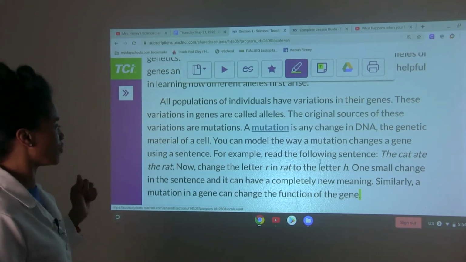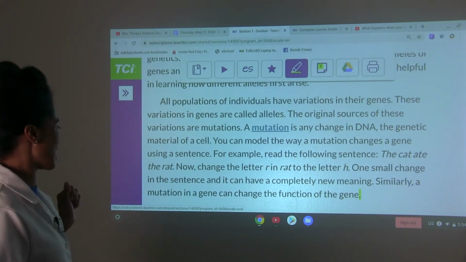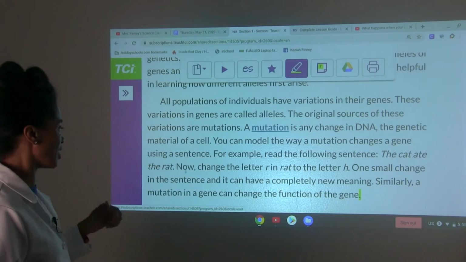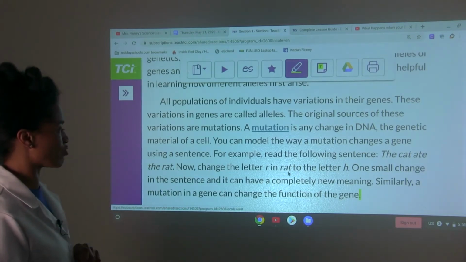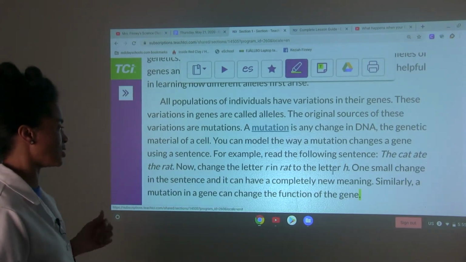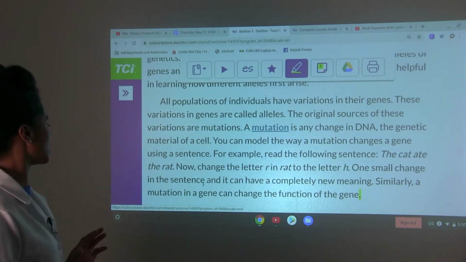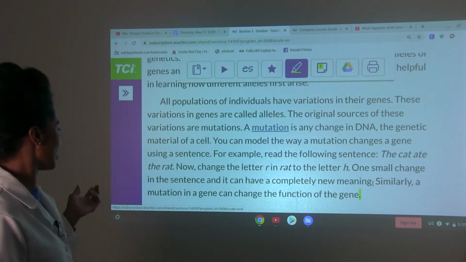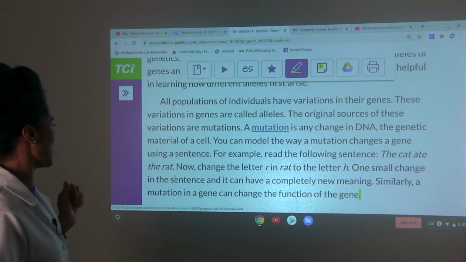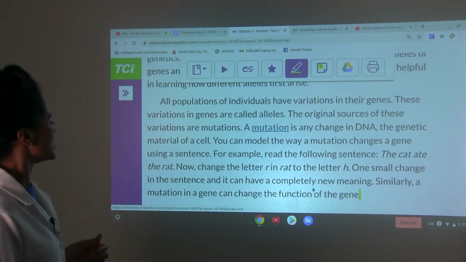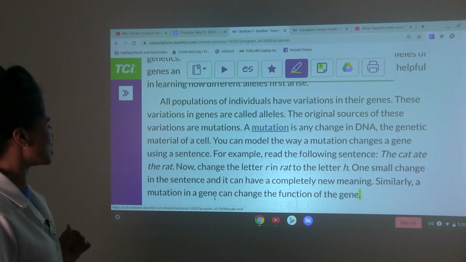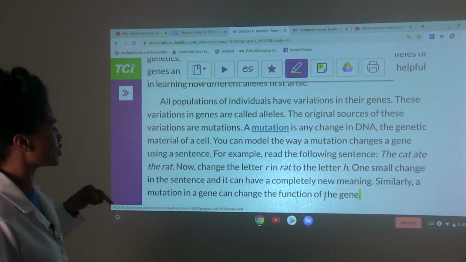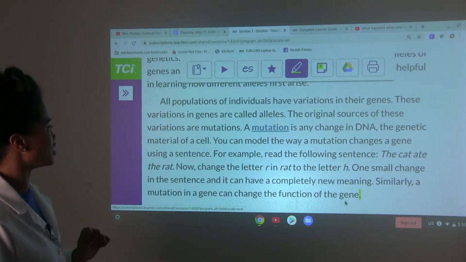For example, read the following sentence. The cat ate the rat. Now, change the letter R in rat to the letter H. One small change in the sentence and it can have a completely new meaning. All right? So I would say the cat ate the hat. Similarly, a mutation in a gene can change the function of the gene.